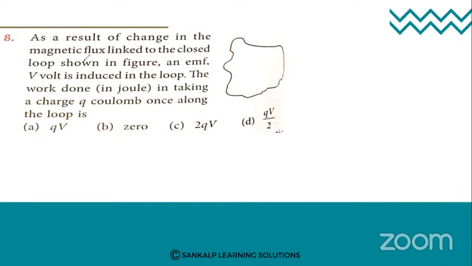So understand the question. As a result of change in the magnetic flux. So what is happening here on this loop? This loop is associated with what? Change in the magnetic field. So here it is having the change in the magnetic flux. There is a change in the magnetic flux linked with that.